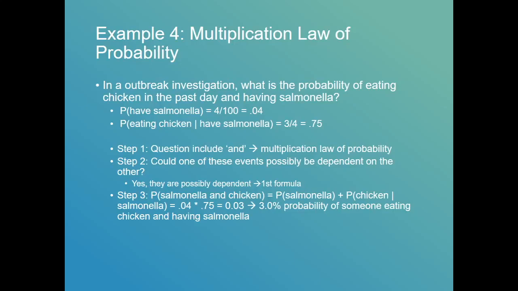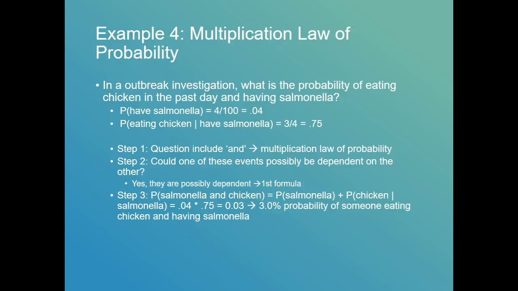Here's a more health-related example of using the multiplication law. So we have this outbreak investigation, and we want to know what the probability of eating chicken in the past day and having salmonella is. And in this example, we know that the probability of having salmonella is 4 out of 100, or 0.04, and the probability of eating chicken but having salmonella is 3 out of 4. So that's 0.75. In step 1, we want to see if the question includes "and" or "or."